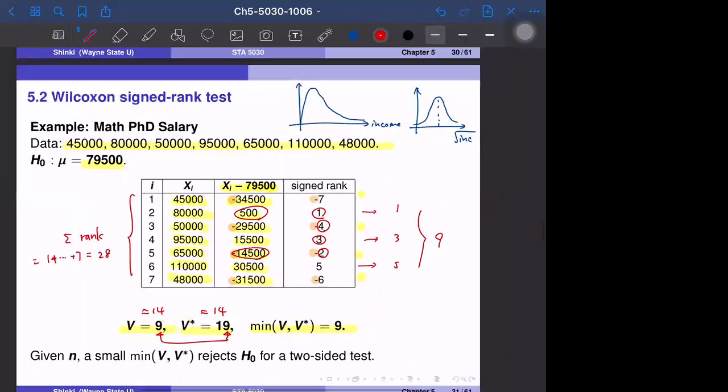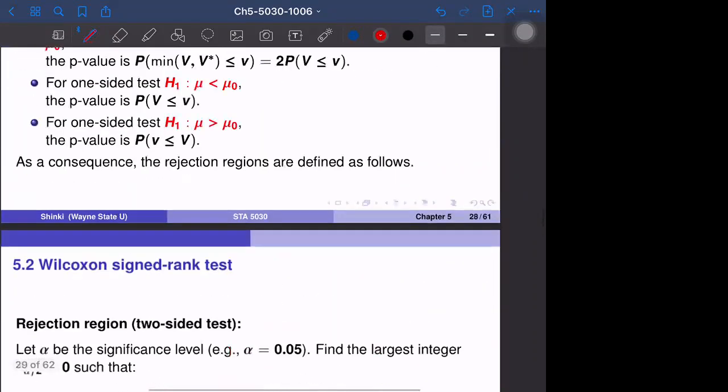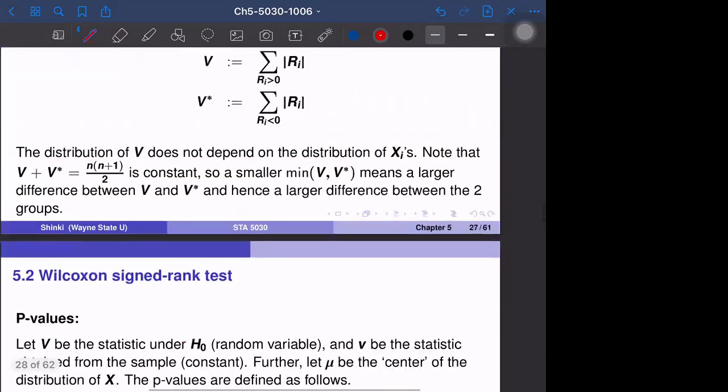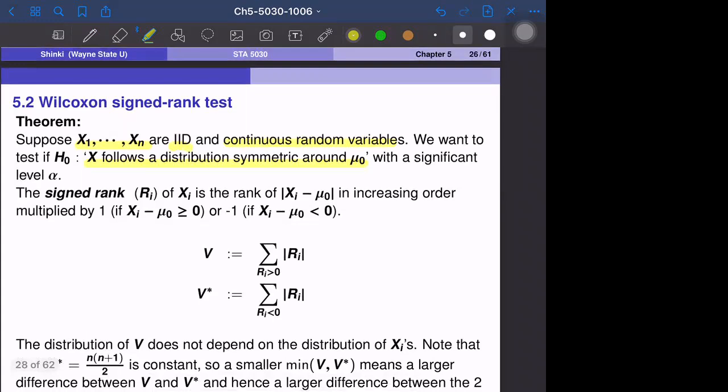Okay, so this is the idea. We go back to the original slide and define the Wilcoxon rank sum test. Suppose that X1 to Xn are IID continuous random variables, and we want to test if X follows a distribution symmetric around mu naught. Mu naught was 79,500 in the previous slide, with a significance level alpha. Alpha is typically 0.05 or 0.01.